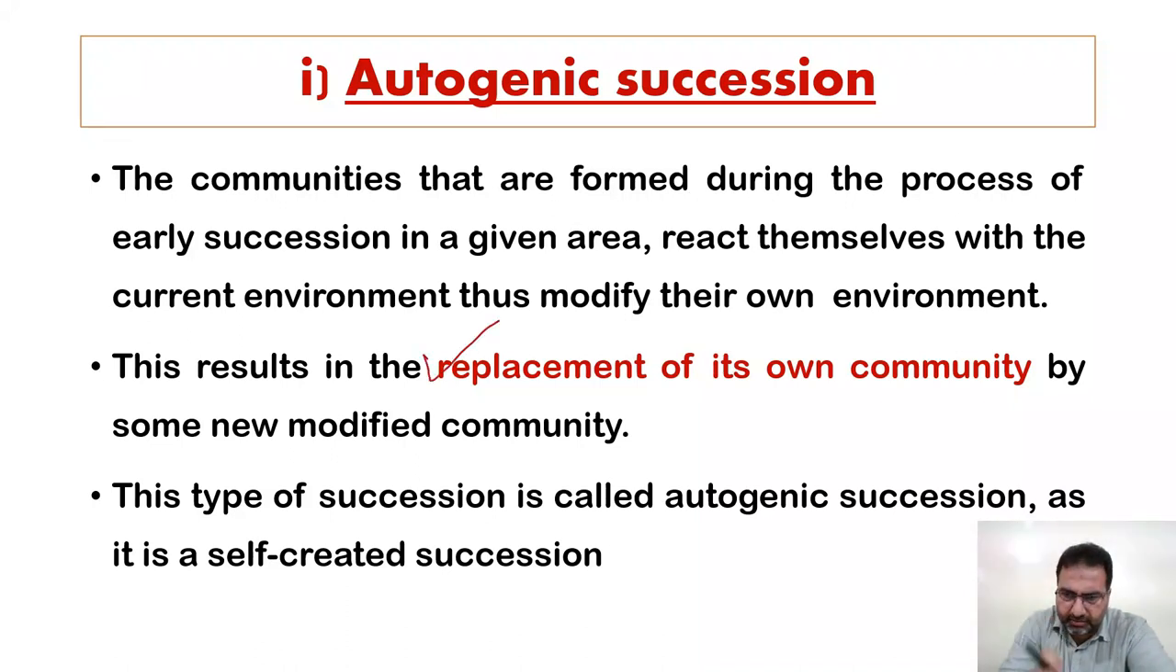That is, they are themselves responsible for the replacement of their own community by the new modified community. Such a kind of succession is called autogenic succession, as it is self-created succession. The communities react with the current environment to modify it so that it is suitable for the growth of some other modified community. Such a kind of succession is called autogenic.